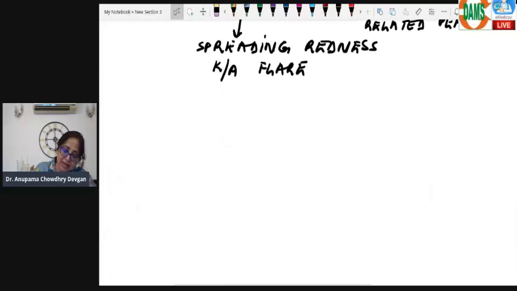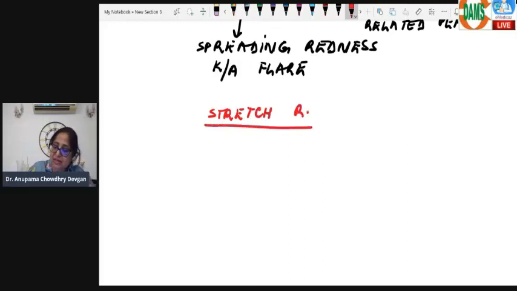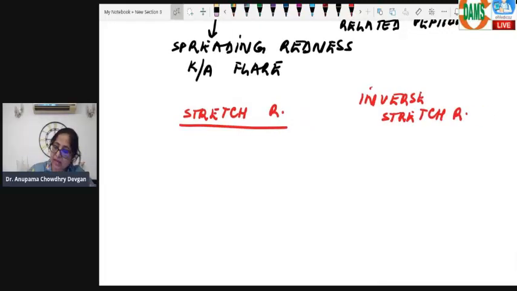Now, the second one is the stretch reflex and inverse stretch reflex. Let's see the stretch reflex and inverse stretch reflex. Let's try and compare the two. First, let's see a comparison, then I'll discuss the pathways of these two reflexes with you.